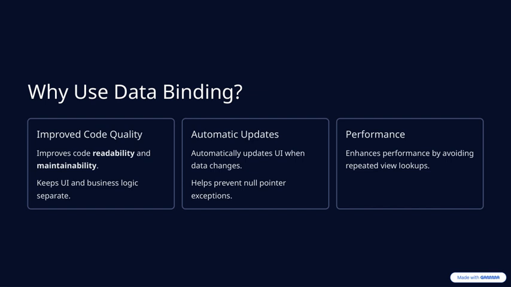Another key point is automatic updates. When the data changes, the UI updates automatically, so we don't have to write extra code to handle those changes ourselves. This also helps prevent common errors like null pointer exceptions, which can be tricky to track down. And lastly, data binding boosts performance by avoiding repeated view lookups. Instead of searching for views multiple times, it streamlines the process, making our app run more smoothly.